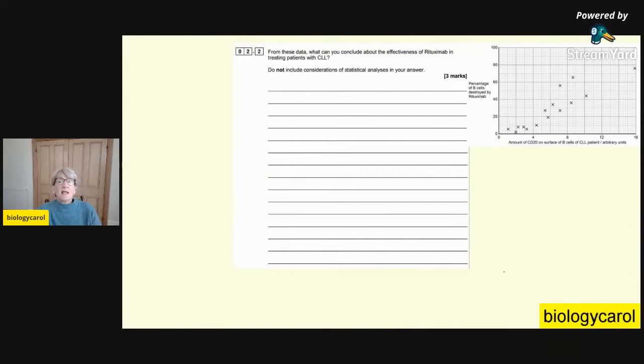So from these data, what can you conclude about the effectiveness of rituximab in treating patients with this type of cancer? This is an AO3 question because it's asking you what you can conclude from the data. And this is not a surprise in paper 3. Most of the paper 3 marks are either AO2 questions, i.e. applying your knowledge, or AO3, which is about evaluating, drawing conclusions, interpreting data.